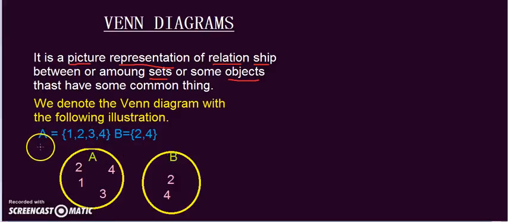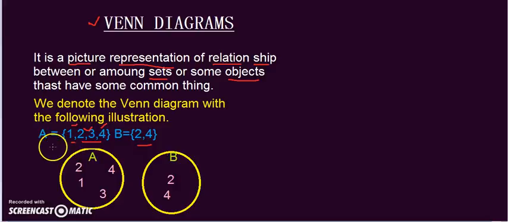Suppose A is equal to 1, 2, 3 and 4, and the set B is equal to 2, 4. When I represent a set with a number of elements within open and closed braces like this, then I will say this is a set, right? The same set I can represent with the help of a diagram, which is known as a Venn diagram.